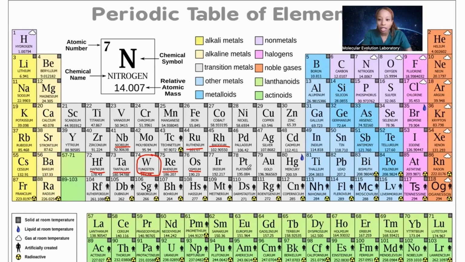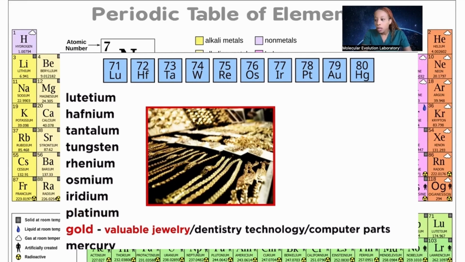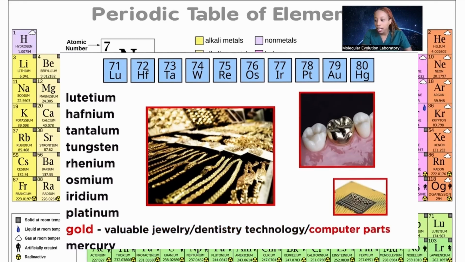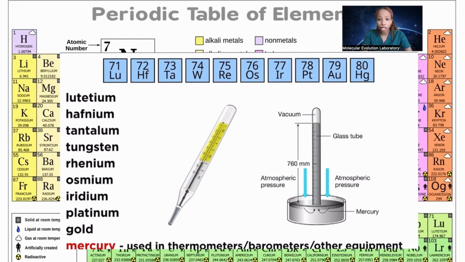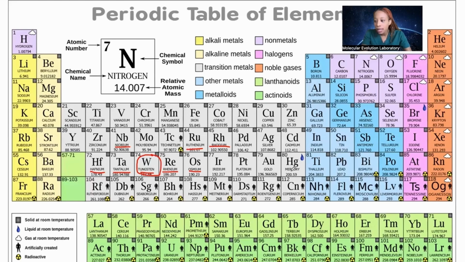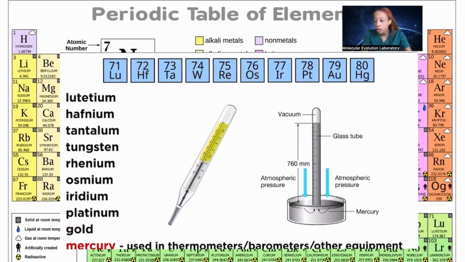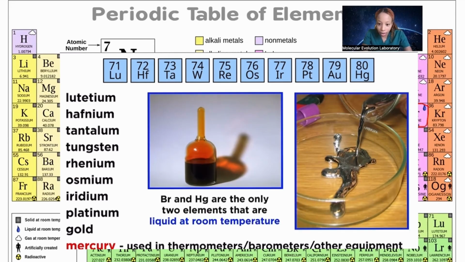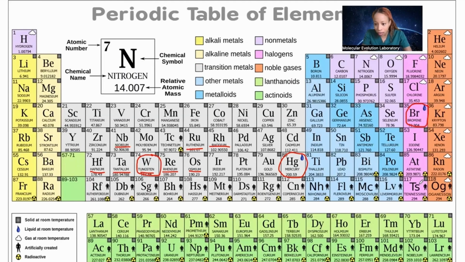For example, you have the platinum loop that we use in bacteriology for urine culture. Gold, we already know, is used to make jewelry. It is also present in various computer components. Mercury, we already know we use in thermometers and barometers. Mercury and bromine are the only two. I might ask you this as a multiple choice question: at room temperature, which of the following elements exist in liquid state? Mercury and bromine. The other elements are highly radioactive, as you can see.